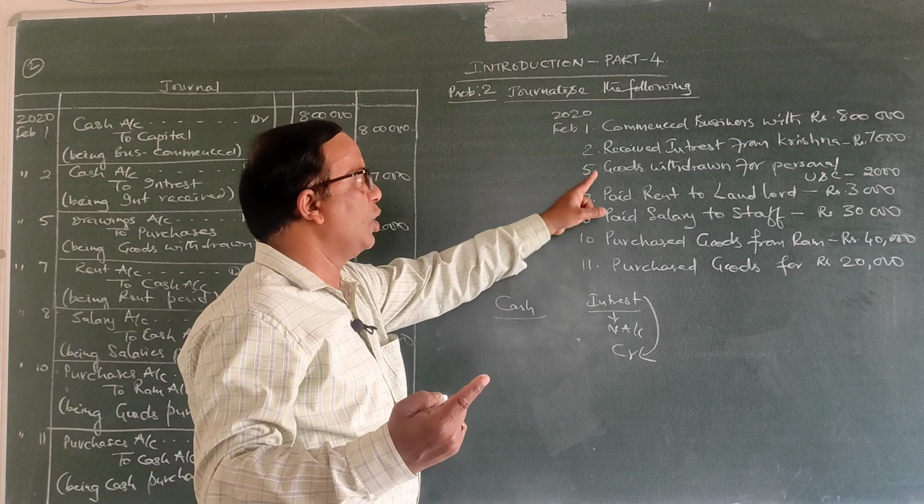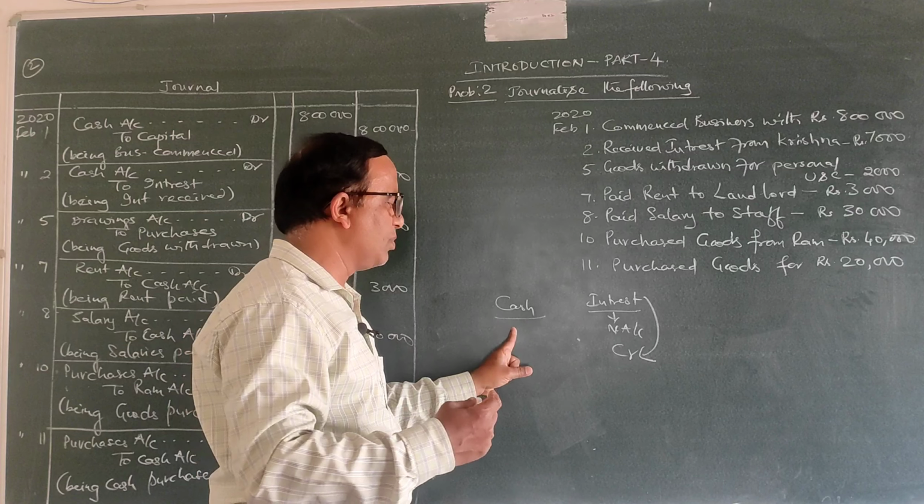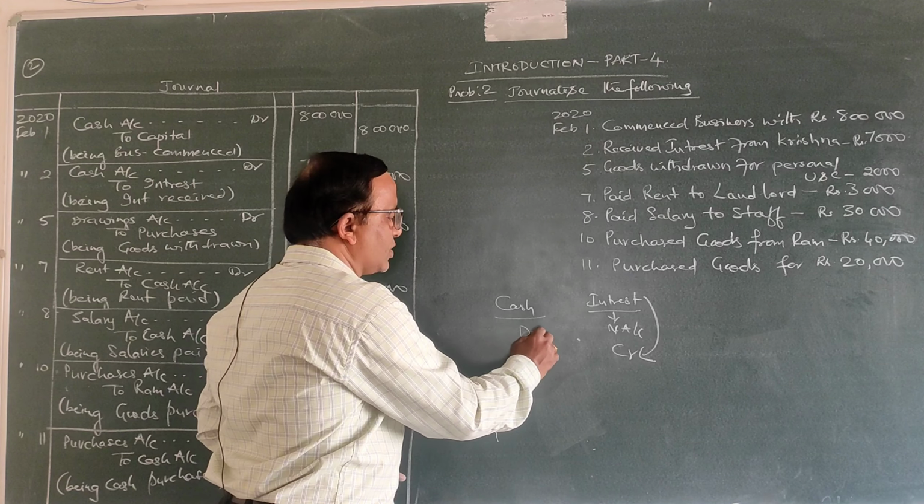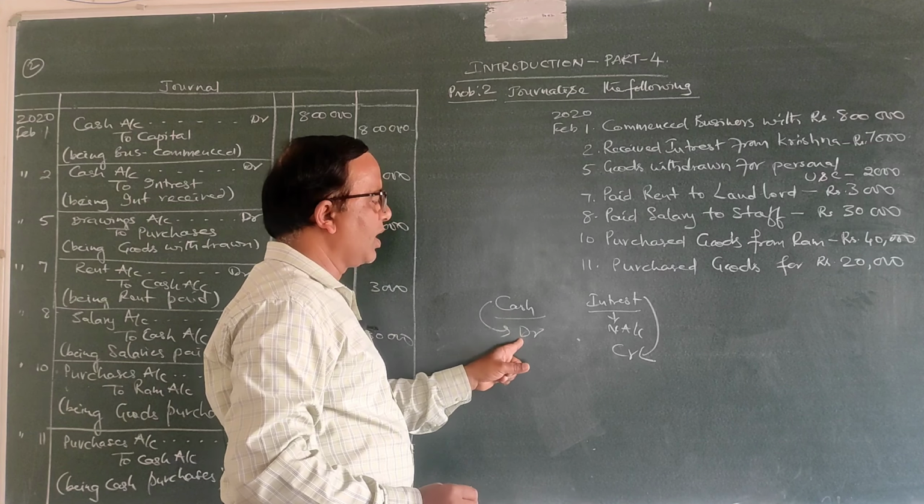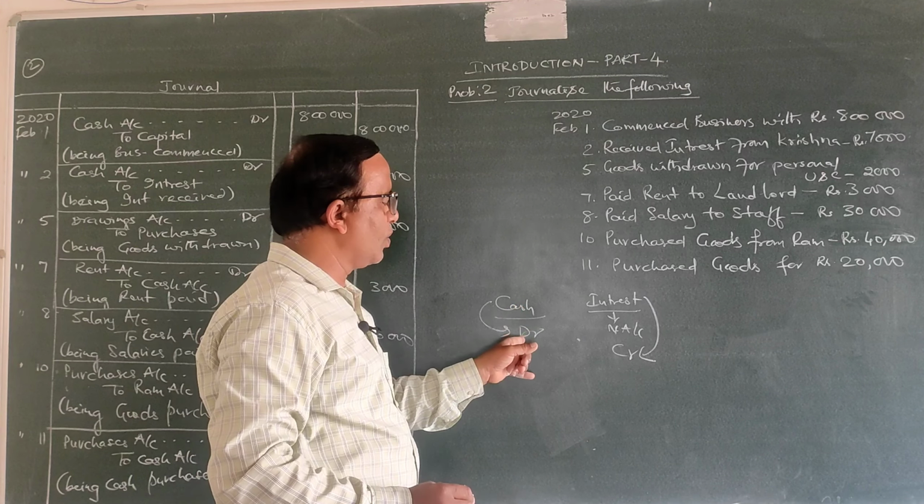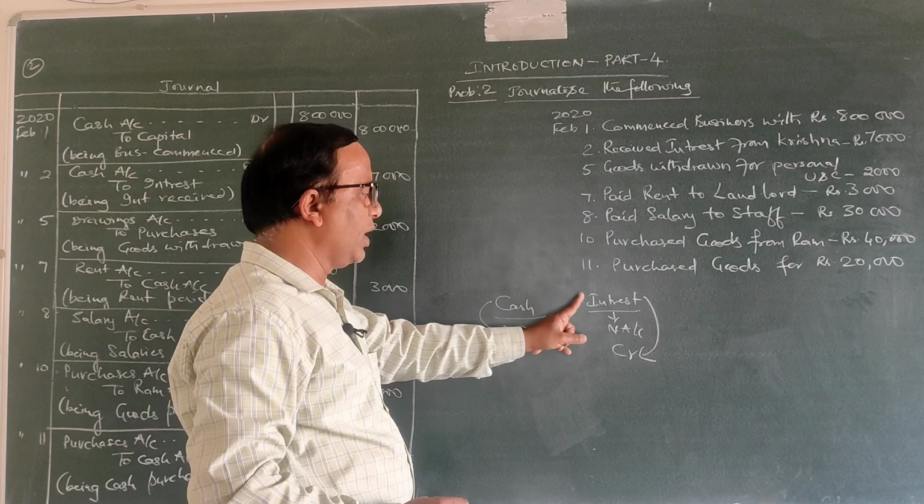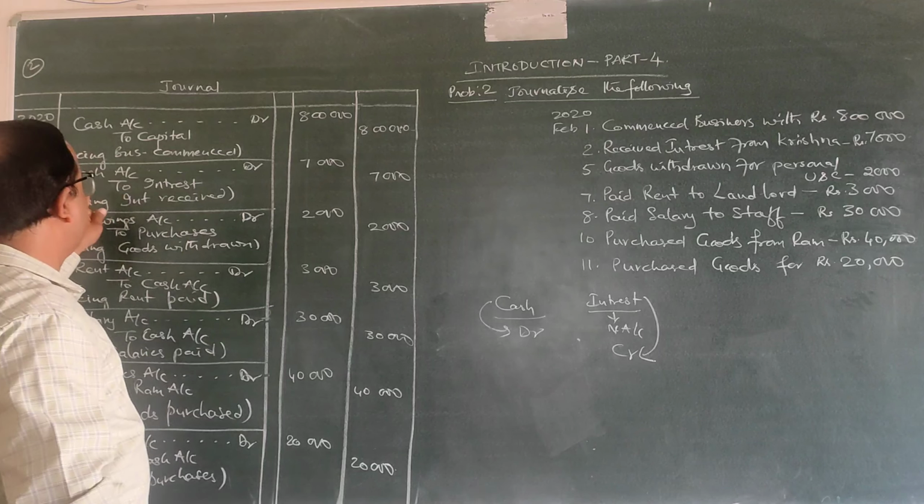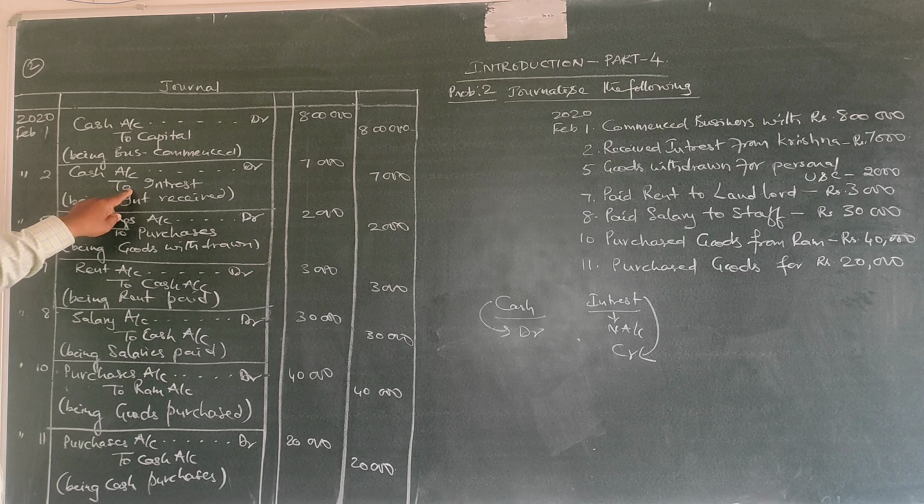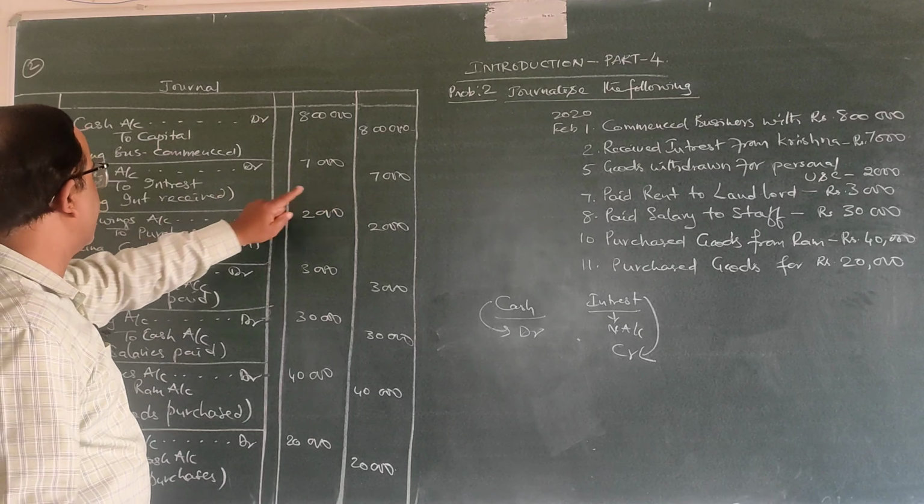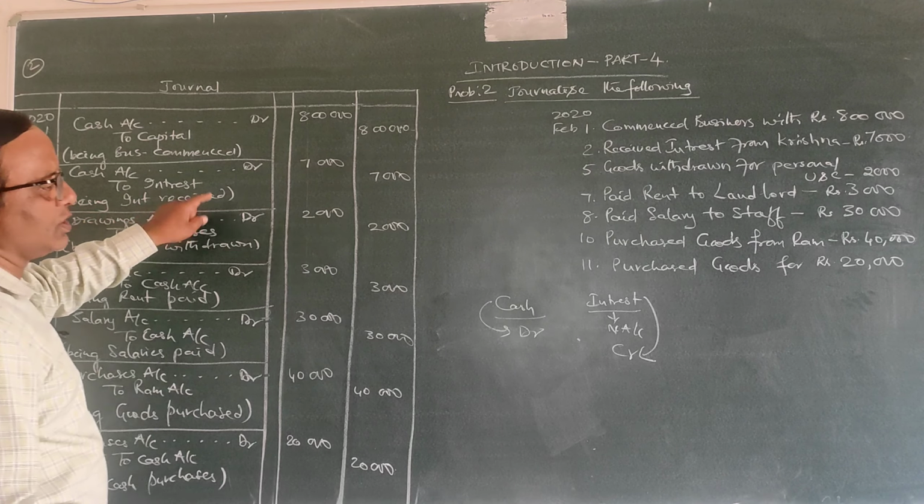So here in this case, when you have received interest from Krishna, cash is coming in. So debit what comes in. So the rule is debit what comes in. So cash is coming in. So cash account you are going to debit. So your entry will be cash account debit to interest account. See, cash account debit to interest account. This is the entry. Date you have written, amount you have written. Narration is being interest received.